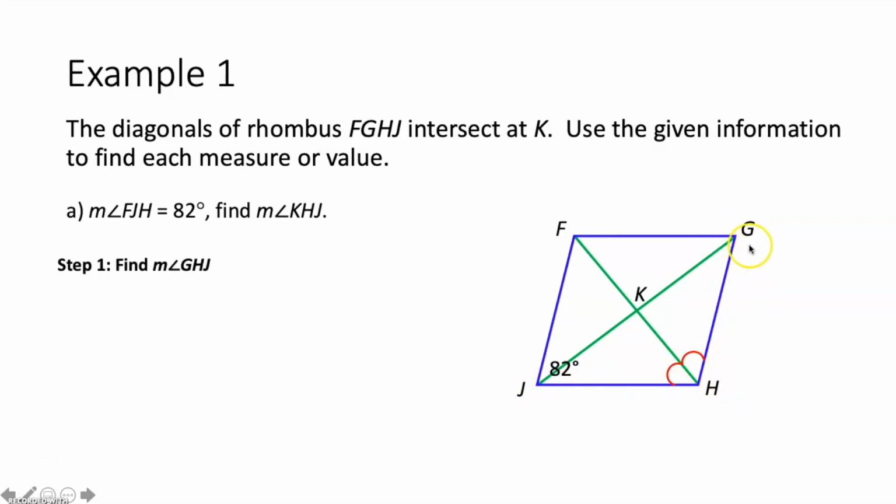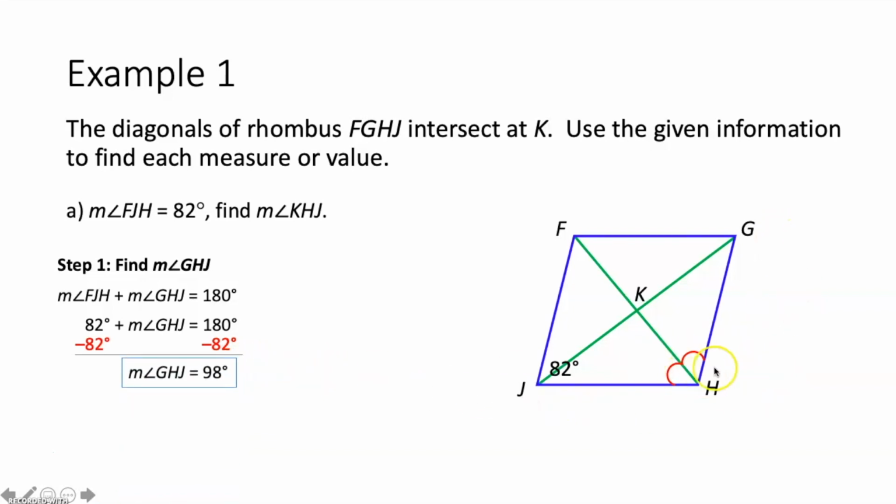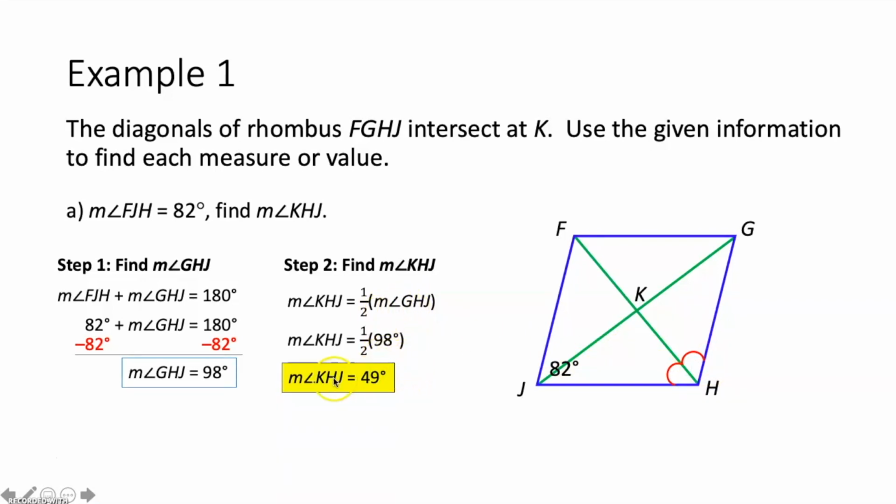So first, we need to figure out what the measure of angle GHJ is. And we said, because this is a parallelogram, that consecutive angles must be supplementary. So the measure of angle FJH plus the measure of angle GHJ have to add together to equal 180 degrees. We know the measure of angle FJH is 82 degrees, so I can plug that in here. I can subtract that out on both sides, and I get that the measure of angle GHJ is 98 degrees. Because I know that's 98 degrees, all I have to do to figure out the measure of angle KHJ is just divide it by 2, because the diagonals of a rhombus bisect the given angles. So we take that 98 degrees, divide it by 2, or multiply it by half, and we get that the measure of angle KHJ is 49 degrees.